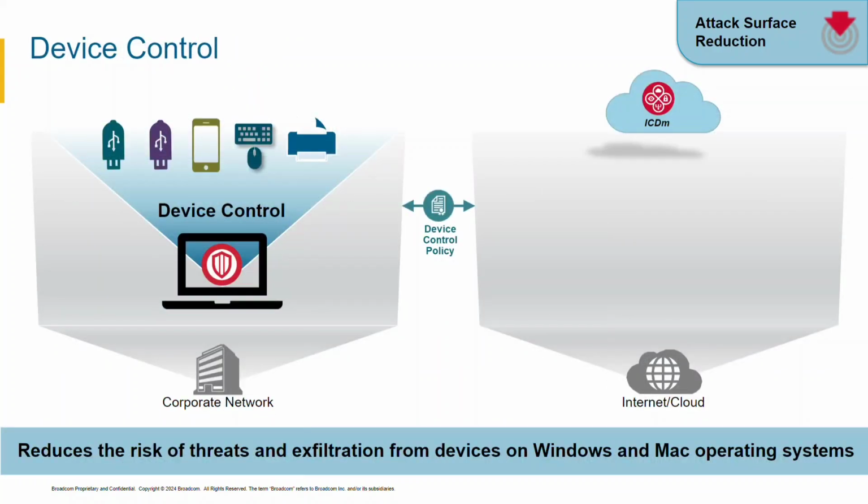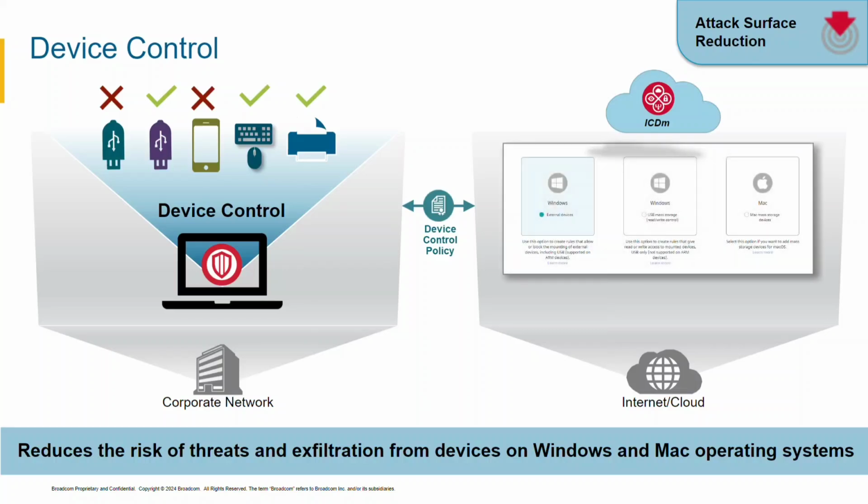Device control interfaces with the hardware control on Windows to prevent external devices from accessing the system. For example, a policy can allow an approved USB stick while setting all other USB storage devices to read only. The following types of device control rules can be added to device control policies: Windows external devices, Windows USB mass storage, and finally Mac. The control is granular and can prevent data exfiltration and malicious files from entering the system.